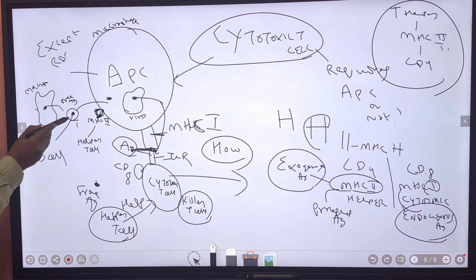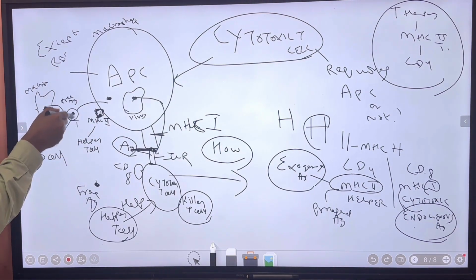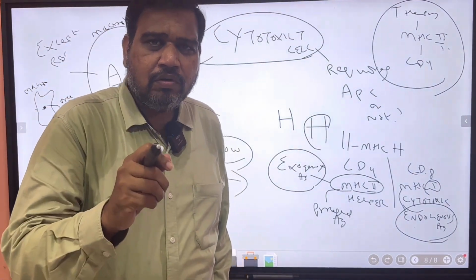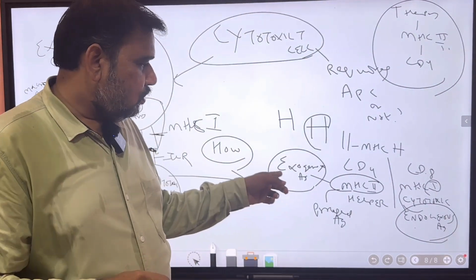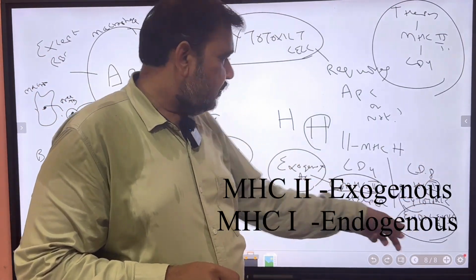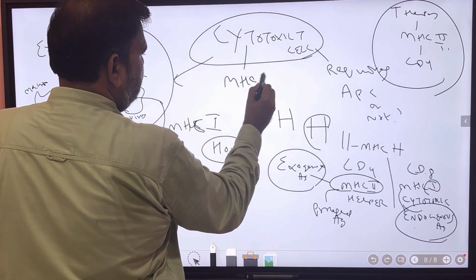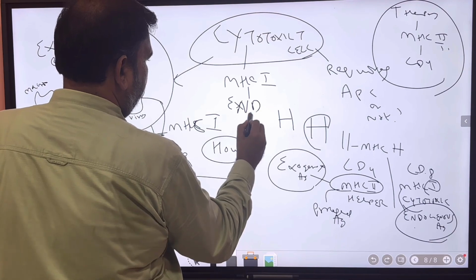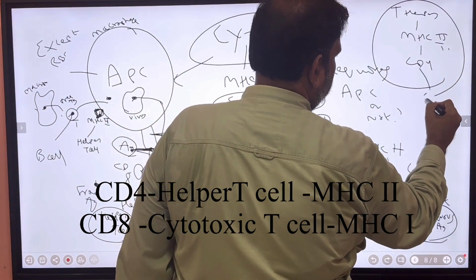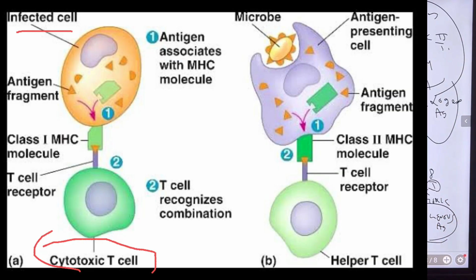For this, the antigen is coming from outside, but once it has entered inside, it is not free; the antigen was broken down outside. That is why it is called exogenous. So note it down: CD4 MHC2 exogenous, MHC1 endogenous. Cytotoxic T cell is MHC1, and MHC1 is endogenous. And this helper T cell, MHC2 CD4, is exogenous antigen. So these two you remember.